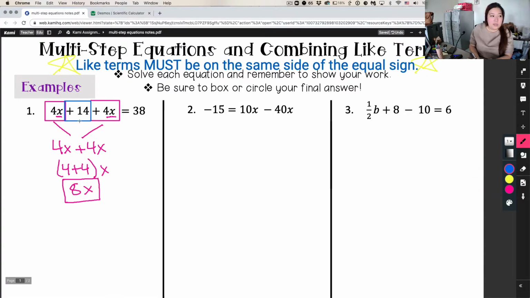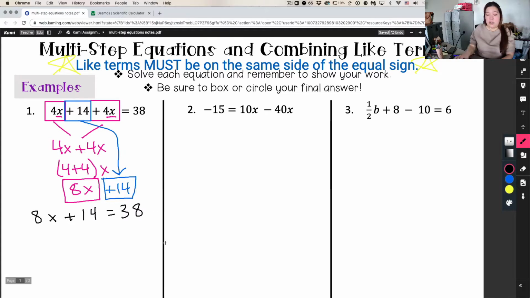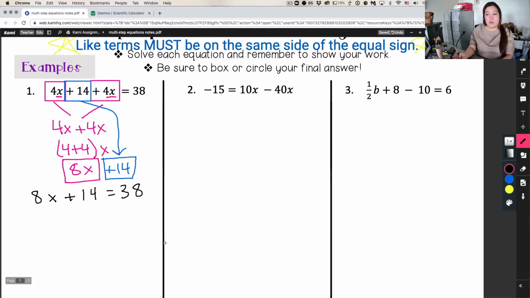We still have this blue block here, this plus 14, so we're going to put it right next to it. When we're putting our equation back together, we're just putting the blocks in exactly the way it's written. So this block says 8x, this block says plus 14. So our simplified equation is 8x plus 14 equals 38.